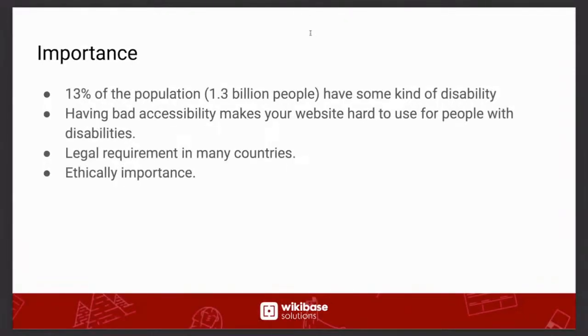Why is this important? So 13% of the population, so 1.3 billion people, roughly, have some kind of disability. This means that having bad accessibility means that your website would be less accessible for at least 13% of the population of the entire earth. Furthermore, it's also a legal requirement in many countries. I think also in Germany and in the Netherlands. And it's, of course, ethically important because you do not want to exclude this large group of people.